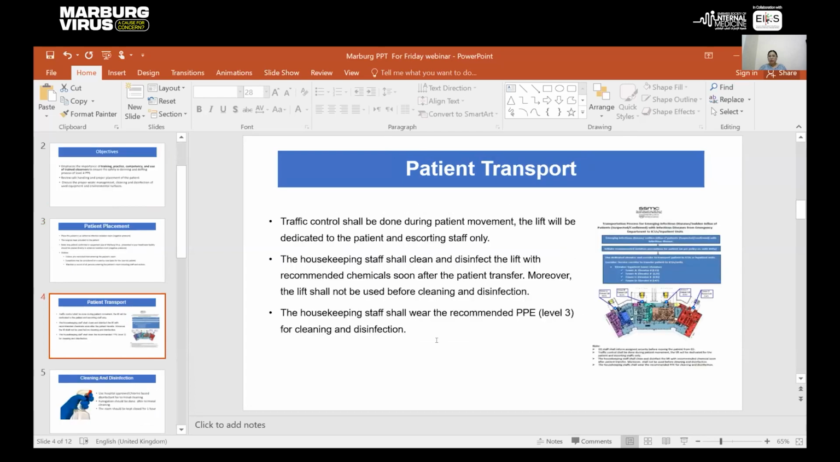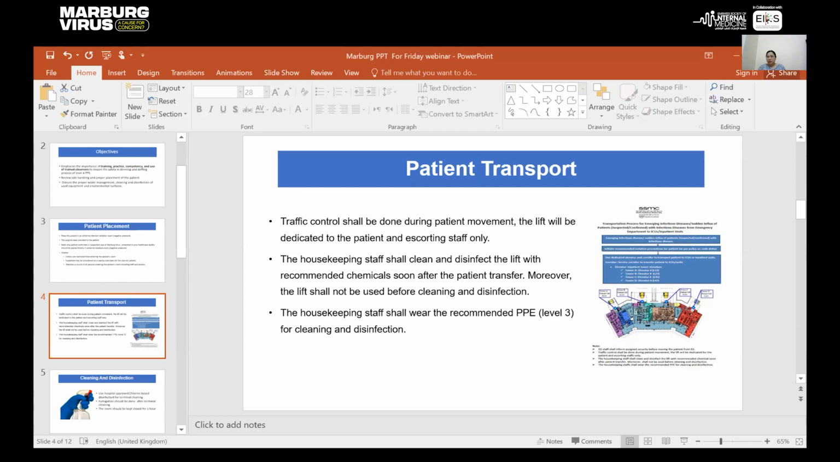So for patient transport, traffic control shall be done during patient movement. The lift will be dedicated to the patient and escorting staff only. The housekeeping staff shall clean and disinfect the lift, recommended chemical soon after the patient transfer. Moreover, the lift shall not be used before cleaning and disinfection. The housekeeping staff wear the recommended PPE level 4 or level 3 for cleaning and disinfection.